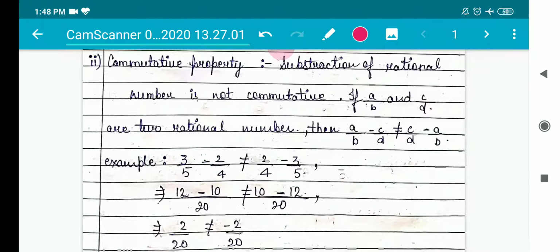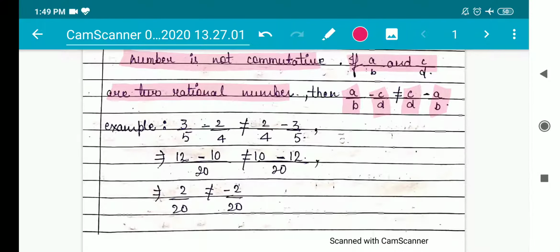Second property is commutative property. Subtraction of rational numbers is not commutative. If a/b and c/d are two rational numbers, then a/b minus c/d is not equal to c/d minus a/b. It means that if we change the position of the rational numbers, then we will not get an equal result, we will get different results.